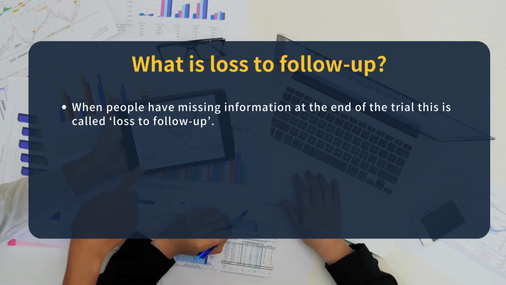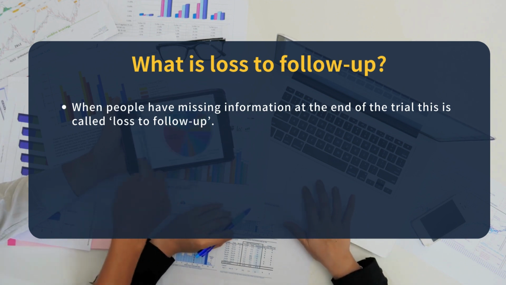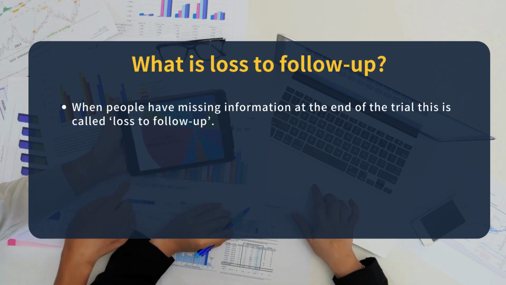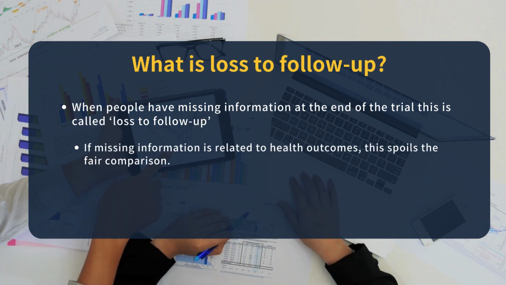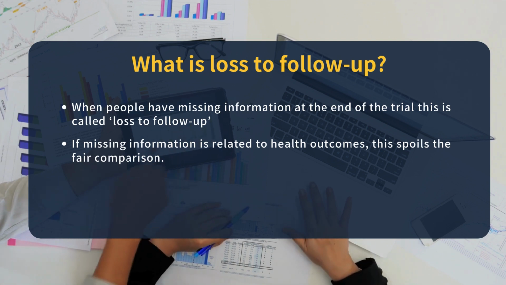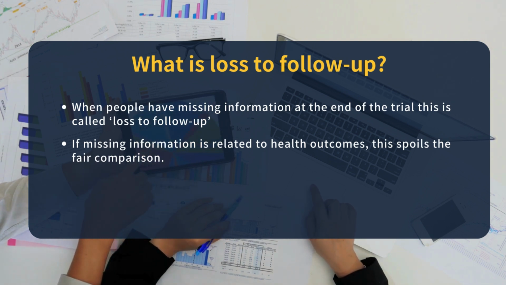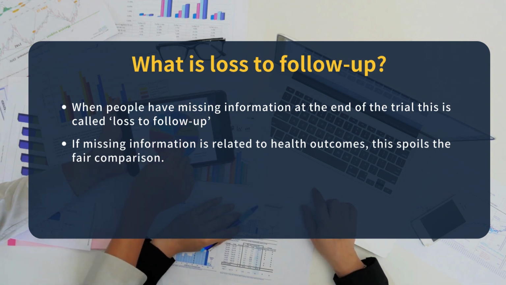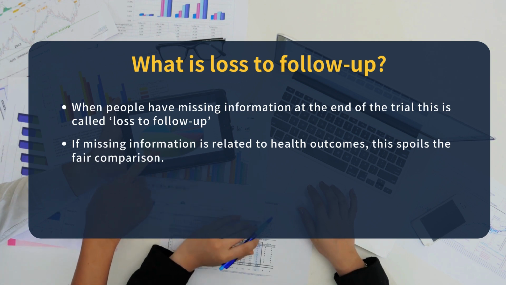The second important thing to think about is loss to follow-up. When people have missing information at the end of the trial, this is called loss to follow-up, and there are several ways in which it can spoil a fair comparison. One way is that the missing information may be related to health outcomes and thus give a wrong picture of the study results. For example, when people receiving a test treatment who don't feel better drop out of the study and are lost to follow-up, but people who do feel better on the test treatment stay in the study and provide their results, this makes it look like everyone in the test treatment group got better, which is not actually true.